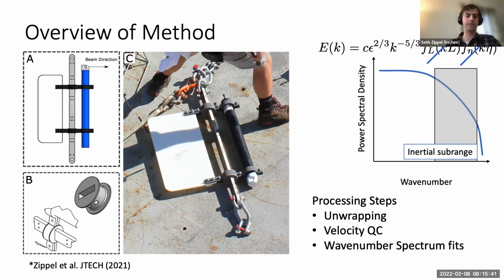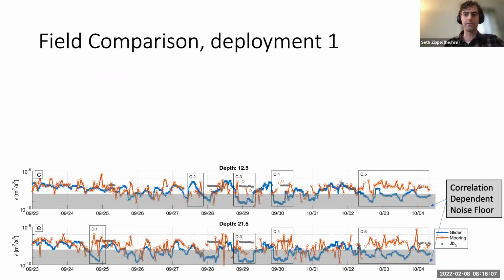There are a lot of processing steps that I don't want to spend all of my time going over, which include velocity unwrapping from the pulse coherent method. There needs to be a lot of quality control of the velocity measurements, and then there's an instrument response function that you have to account for when you do wave number spectrum fits. All of that is referred to in this JTech paper, and I'm going to skip a lot of that and show you some of the results, which we compared with Lou St. Laurent's microstructure glider, which was around near the Spurs 1 mooring for 2 different 2-week deployments.